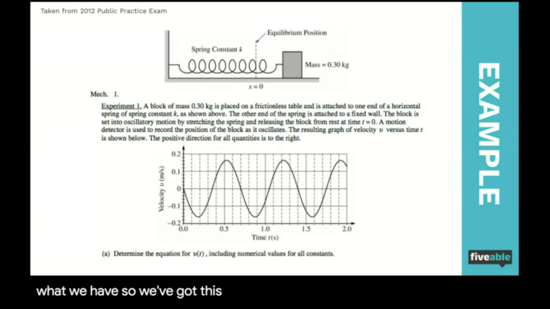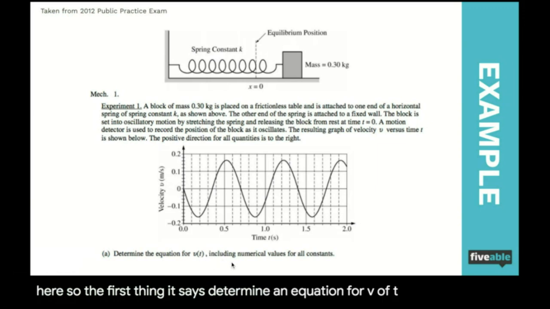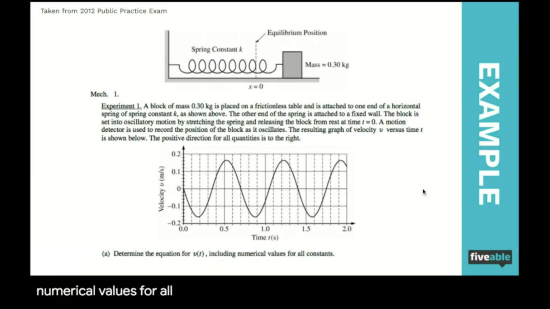We've got a block whose mass is 0.3 kilograms, placed on a frictionless table, and it's a horizontal spring. So it's a mass on a spring oscillator. And we've got this velocity-time graph that they give us here. The first thing, it says, determine an equation for v of t, including numerical values for all constants.